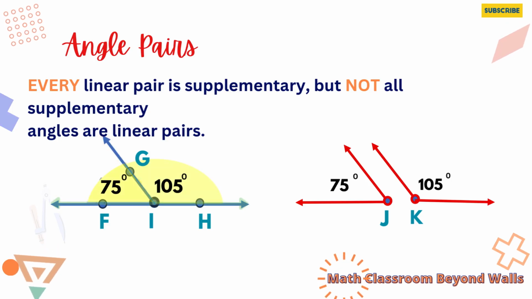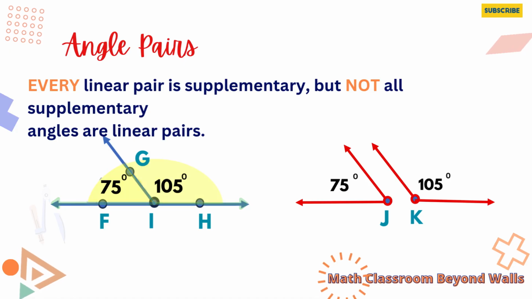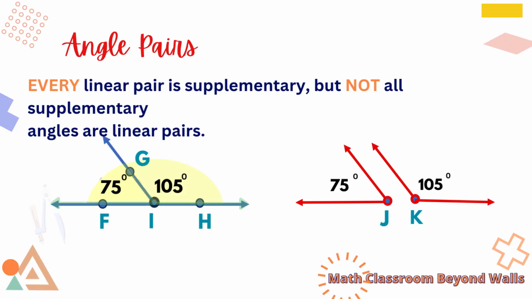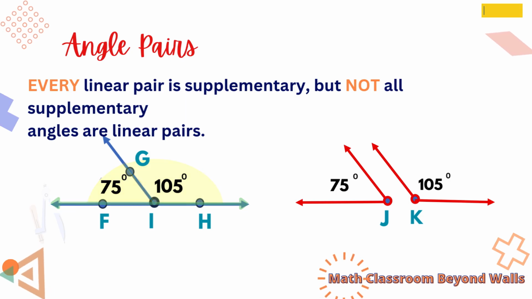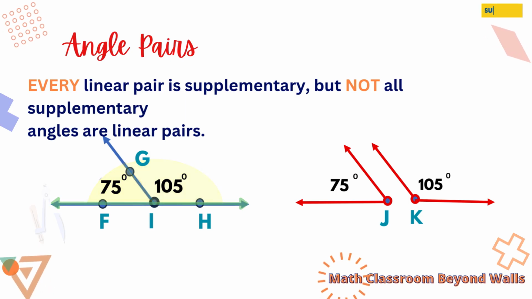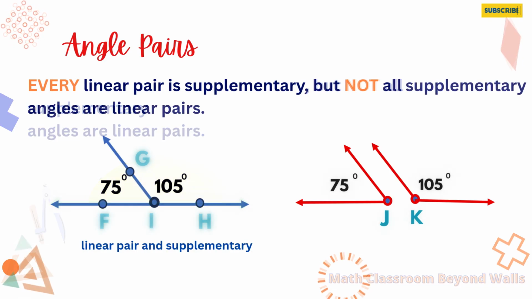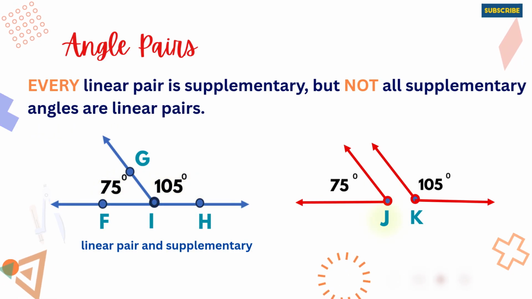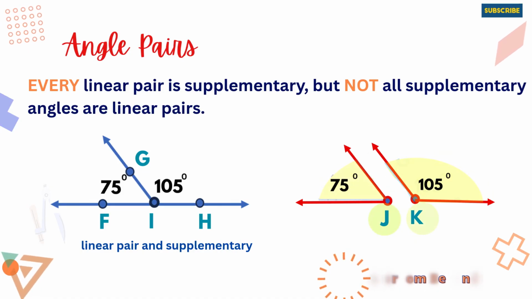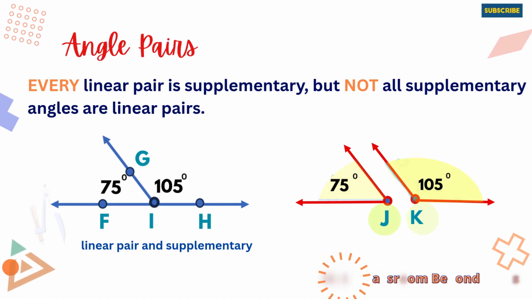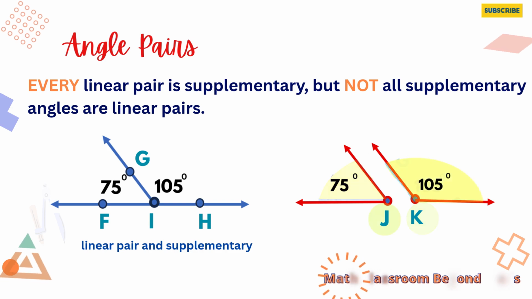Now, because the non-common sides form a straight line, the sum of the measures of the two angles in the pair is 180 degrees, making the pair supplementary angles at the same time. On the other hand, angle J and angle K are supplementary angles, for the sum of the measures of the two angles is 180 degrees.